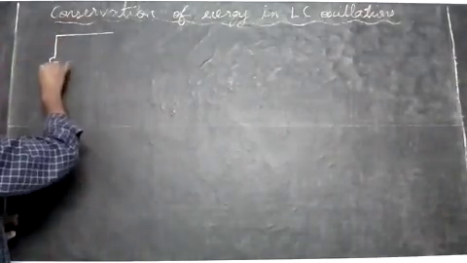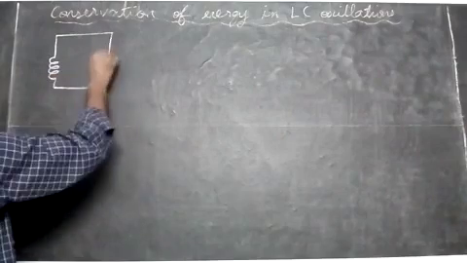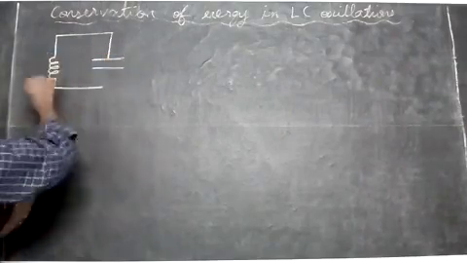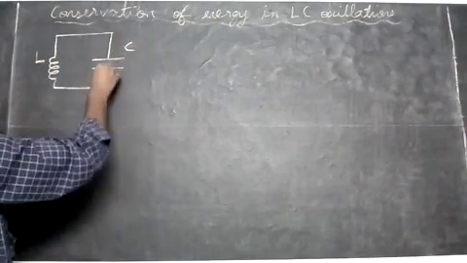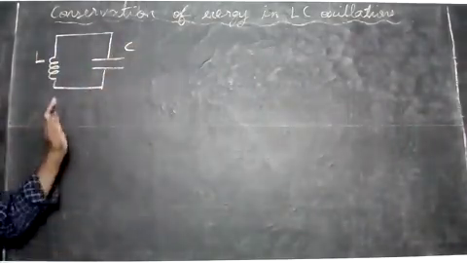So let's take a circuit like this. We have a coil here and a capacitor like this. The coil we can draw on this side also, it's no problem. The coil we call L and the capacitor we write as C. Now we know this circuit will produce energy. Let's see what the total energy is in this case.